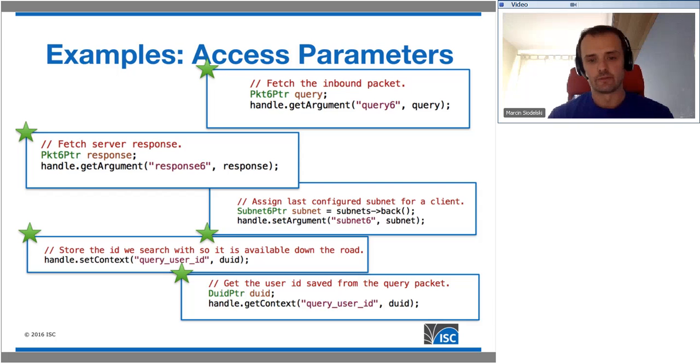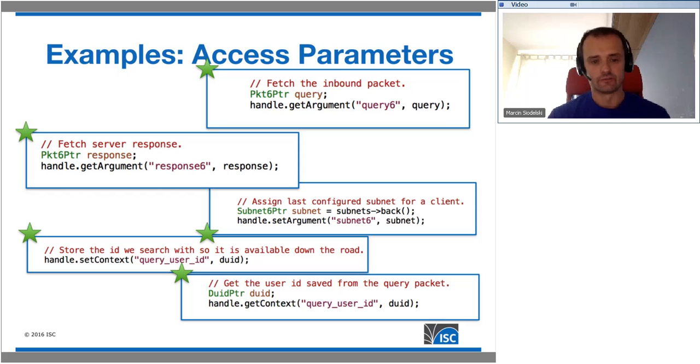The next example is slightly different because it actually modifies a certain argument. In this case, it modifies the subnet selected by the server. It modifies it to the last subnet configured on the server from whatever it was before the callout was called.